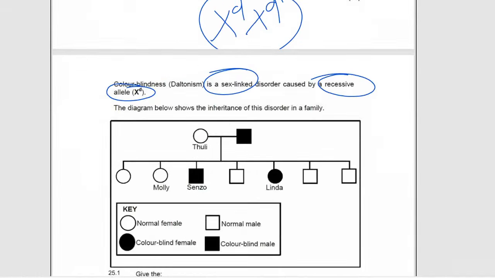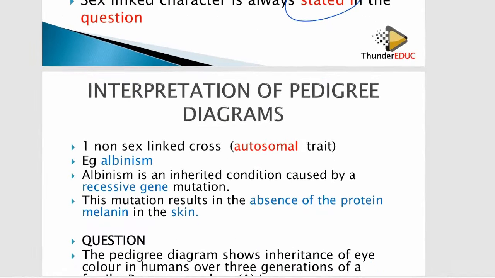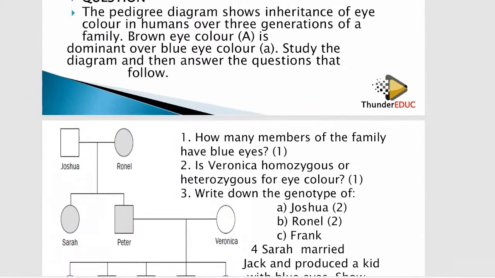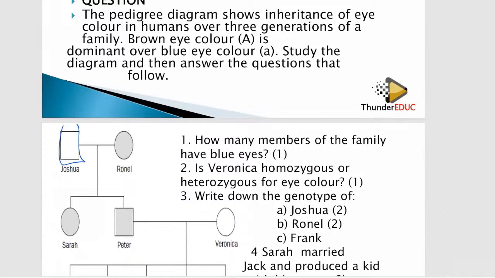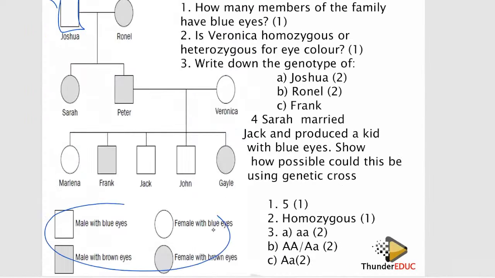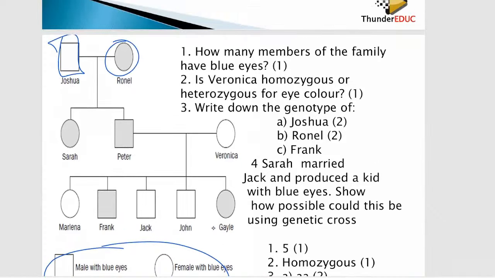Then let's continue, and we find that when you're interpreting, you need to understand, for example, a box means a male. Sometimes we don't give you this key. So a box means a male, a circle means a female. So XX, XY, if it is sex-linked.